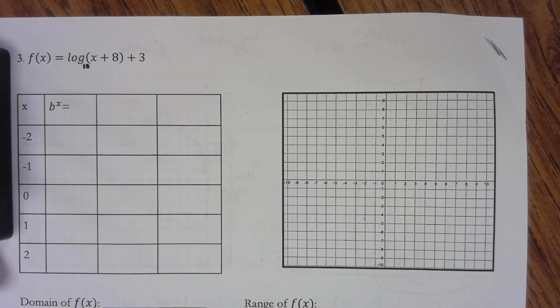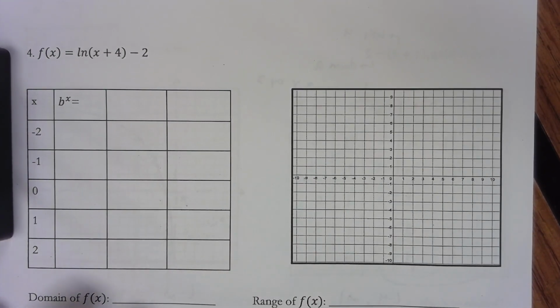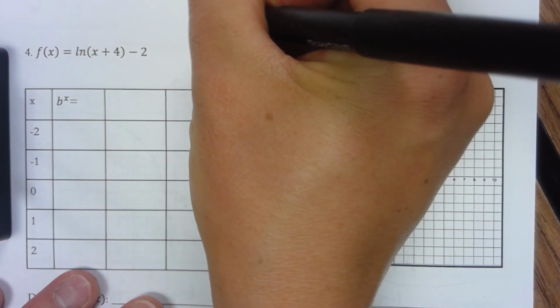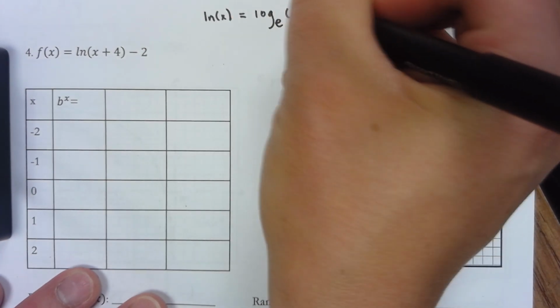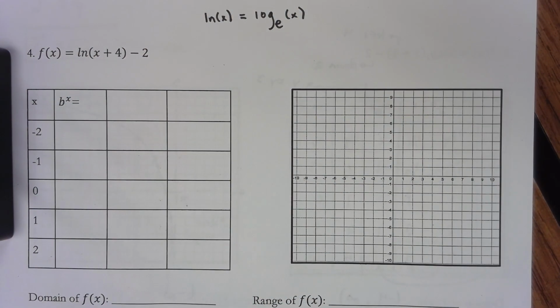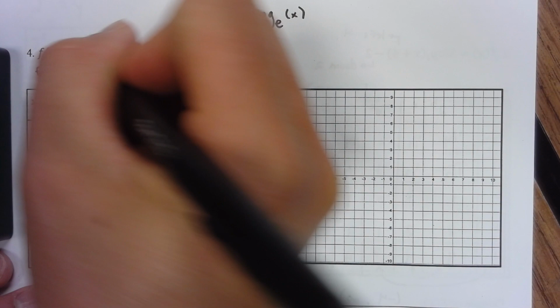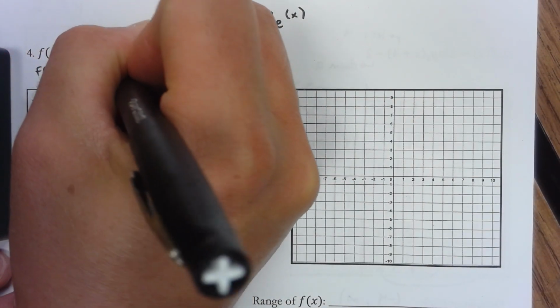Then, and I've heard this from a few of you, we're like, natural logs. We're forgetting about natural logs. Remember that natural log of x is simply just log base e of x. Okay, it just tells us what the base is. So we could rewrite this entire equation so that it is log base e of x plus 4 minus 2.